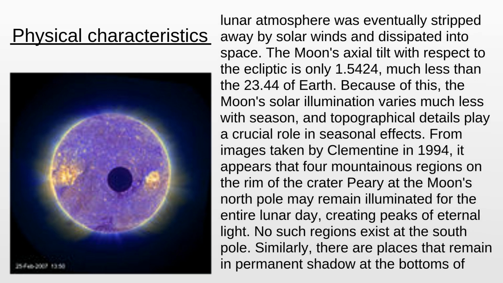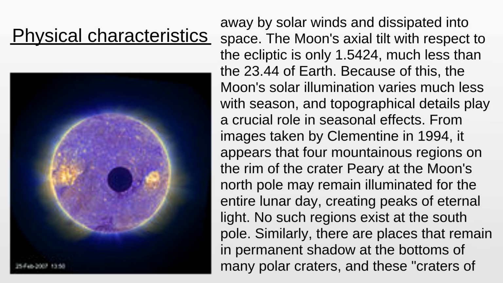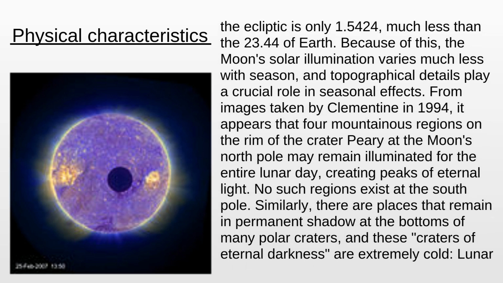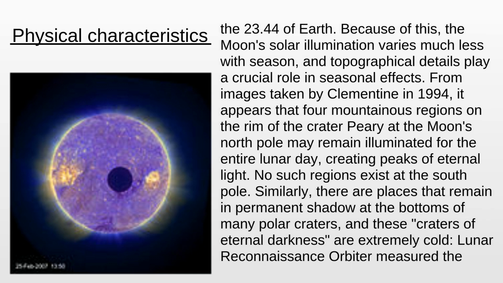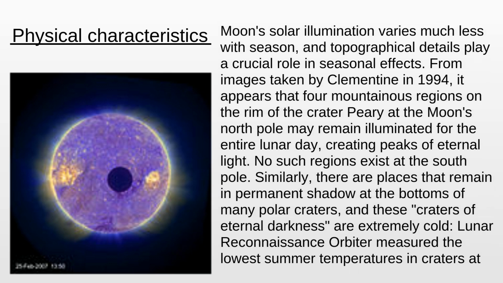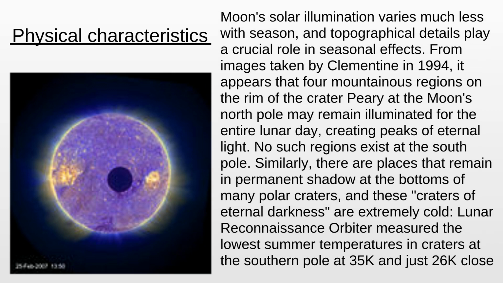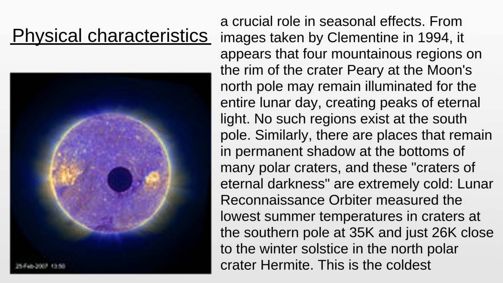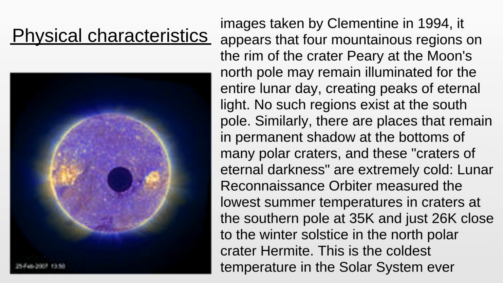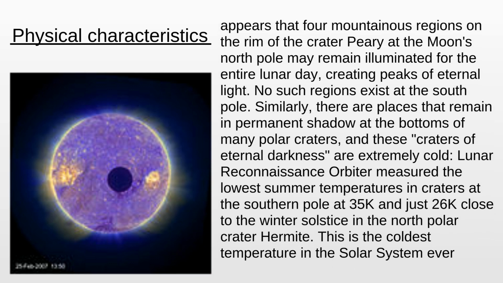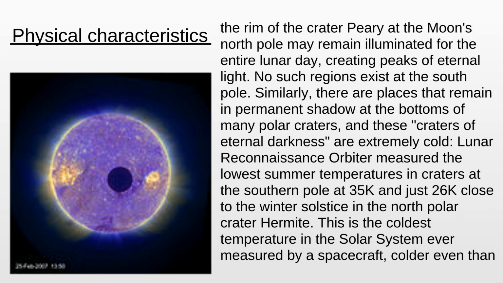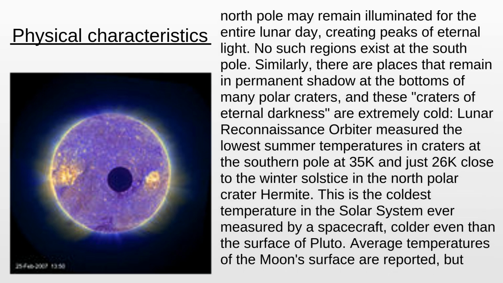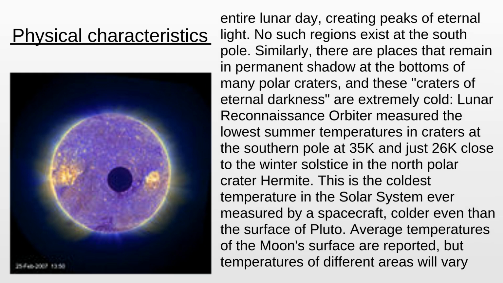The moon's axial tilt with respect to the ecliptic is only 1.5424°, much less than the 23.44° of Earth. Because of this, the moon's solar illumination varies much less with season, and topographical details play a crucial role in seasonal effects. From images taken by Clementine in 1994, it appears that 4 mountainous regions on the rim of the crater Peary at the moon's north pole may remain illuminated for the entire lunar day, creating peaks of eternal light. No such regions exist at the south pole.